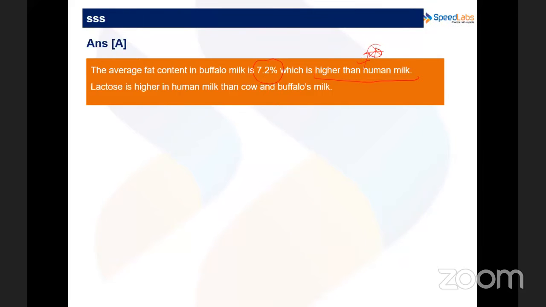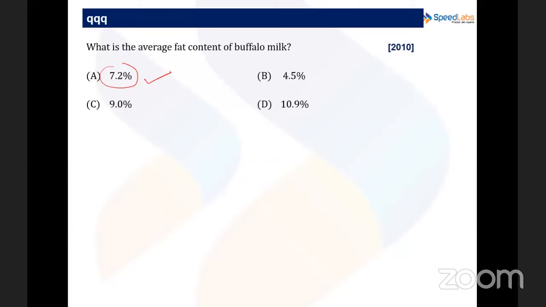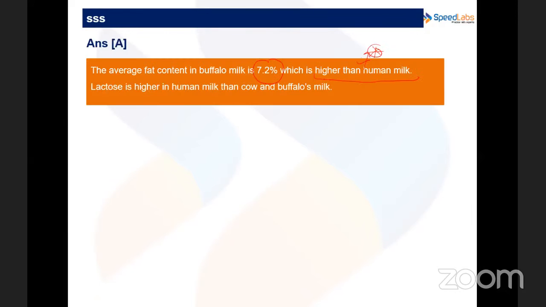So lactose is higher in human milk than in cow and buffalo's milk. So this is again a fact-based question. You have to remember the average fat content of buffalo milk. So its value is 7.2%. I hope this question is clear to everyone. Let's move to the next question.